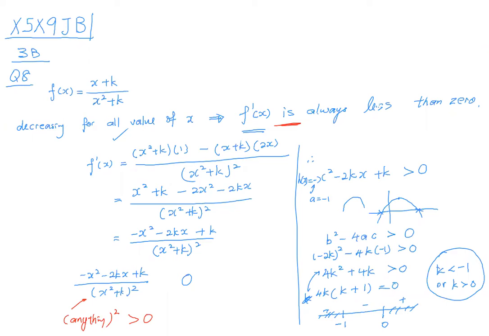Decreasing for all values of x means f prime x is always less than 0. Okay, less than 0. So that means this one must be less than 0, always less than 0. So b squared minus 4ac... so this is not the graph.